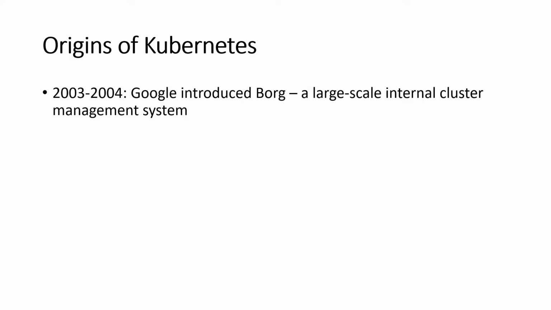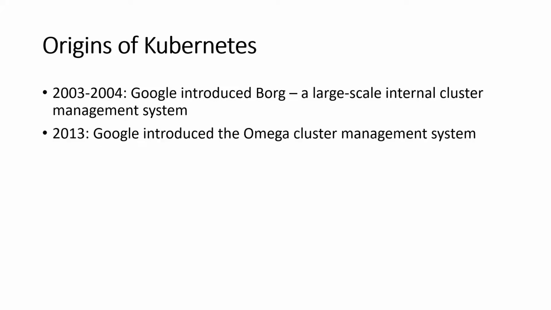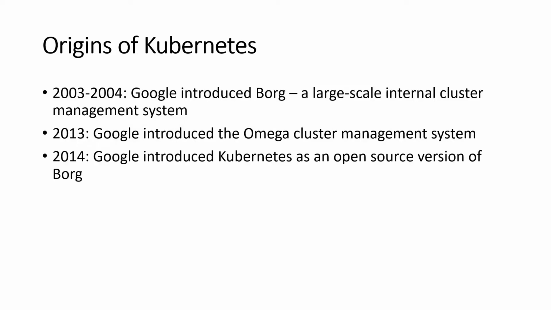In 2003-2004, Google introduced Borg, a large-scale internet cluster management system which ran thousands of jobs from thousands of applications across many clusters, each with up to tens of thousands of machines. In 2013, Google introduced Omega Cluster Management System, a flexible, scalable scheduler for large compute clusters. In 2014, Google introduced Kubernetes as an open source version of Borg. And in July 2015, Kubernetes version 1.0 got released.